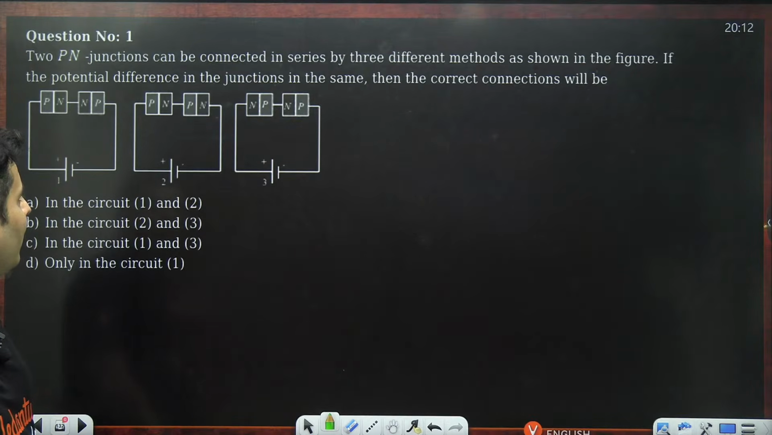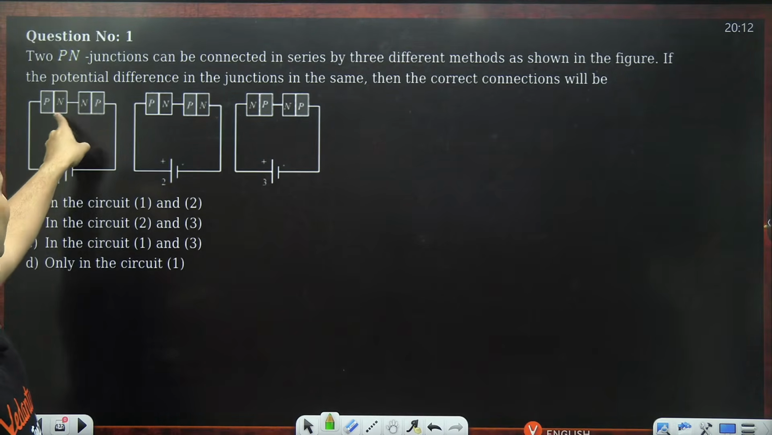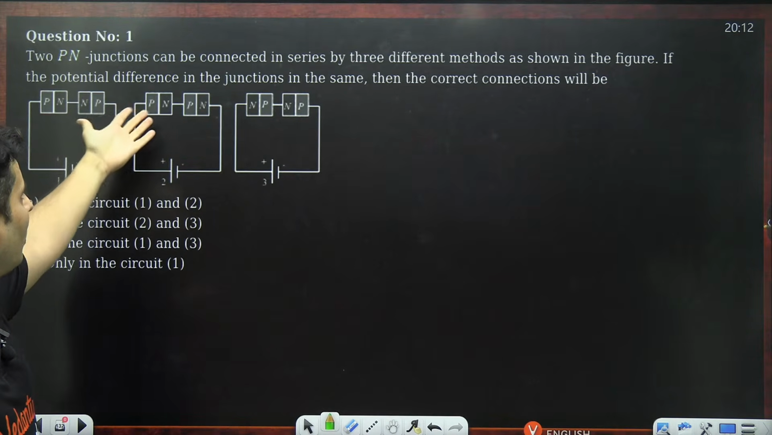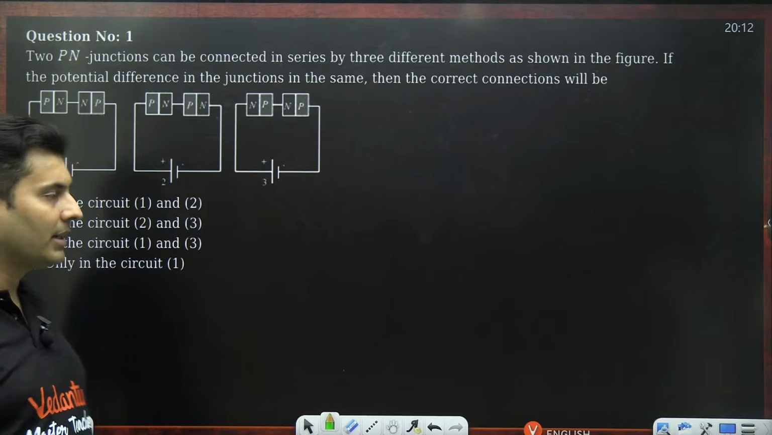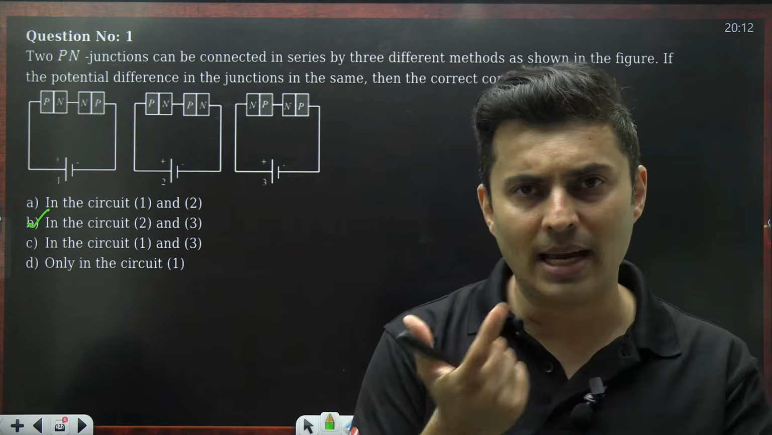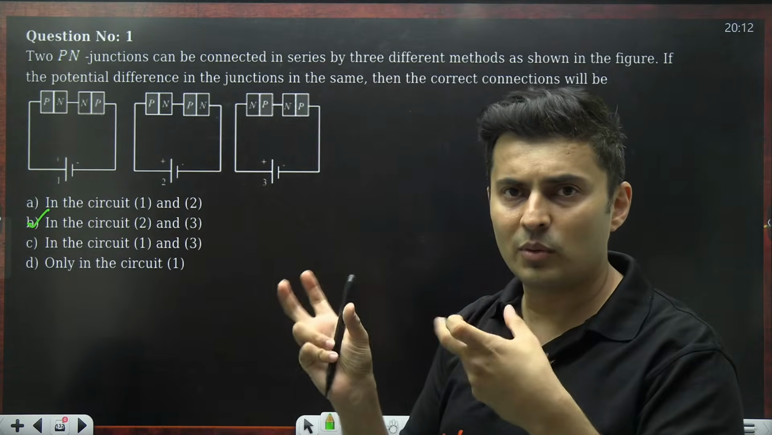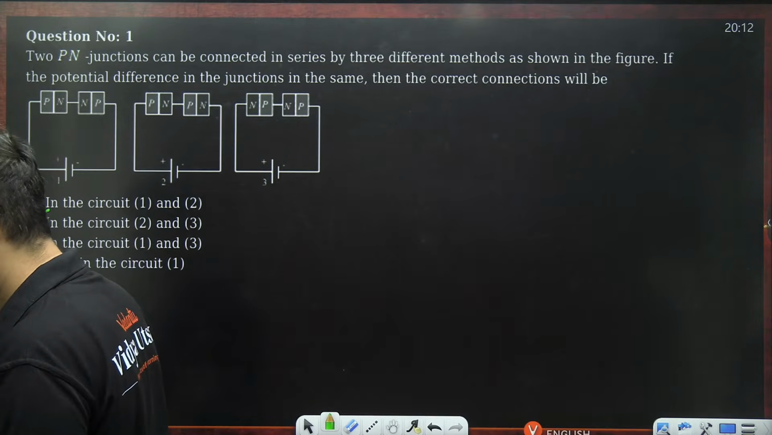Either both are forward or one is forward, one is reverse. In this, one is forward, one is reverse. Here both are forward, here both are reverse. So I think in 2 and 3, so 2 and 3 means B option. Is that correct? Because if both are forward, same diode, same drop will happen. If both are reverse, they will block the currents. The drop of whatever voltage is there will be equally divided between both of them. Yeah, B.